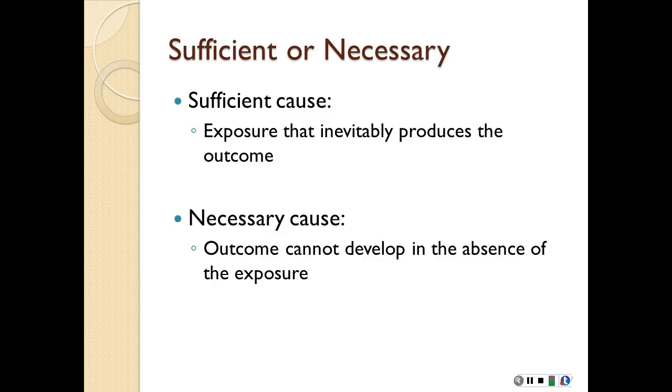A cause can be necessary but not sufficient. So you can have a cause that has to be there in order for the disease or outcome to develop, but that exposure won't, in and of itself, cause the disease to develop. It has to be there in conjunction with some other things. So sufficient: the exposure by itself can definitely cause the disease. Necessary: that exposure has to be there for the disease to develop, but it doesn't have to be the only thing that's there. It just has to be there. It may need something else to make the disease manifest.